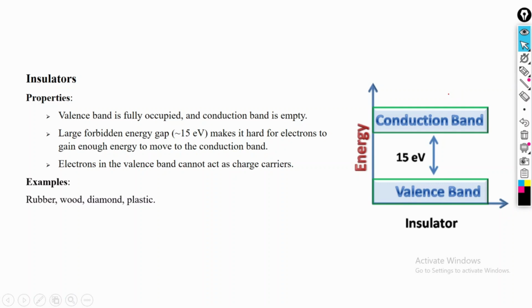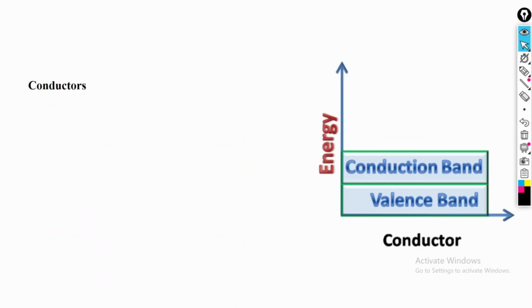Examples of the insulator are rubber, wood, diamond, and plastic material. In the insulator, there is no conduction of electricity. Even if we provide external energy in the form of heat, electricity, or any other form, it will not conduct electricity because there is no free electron in the conduction band of the insulator.